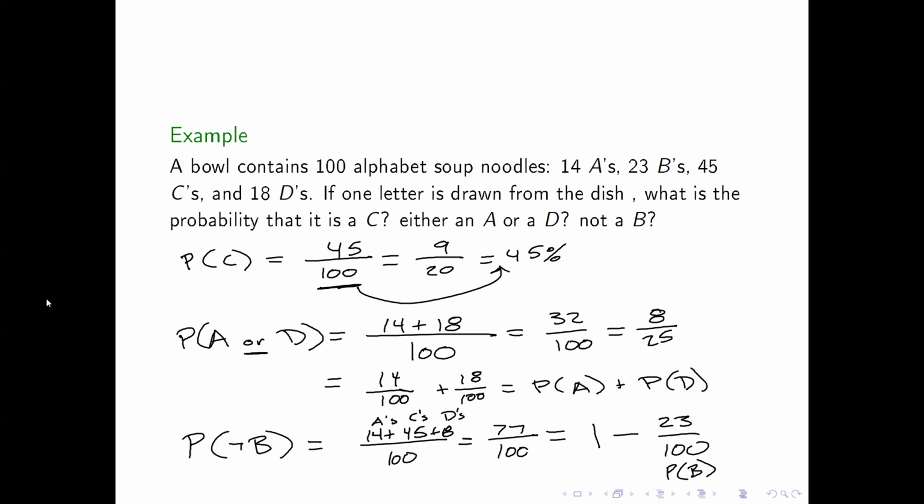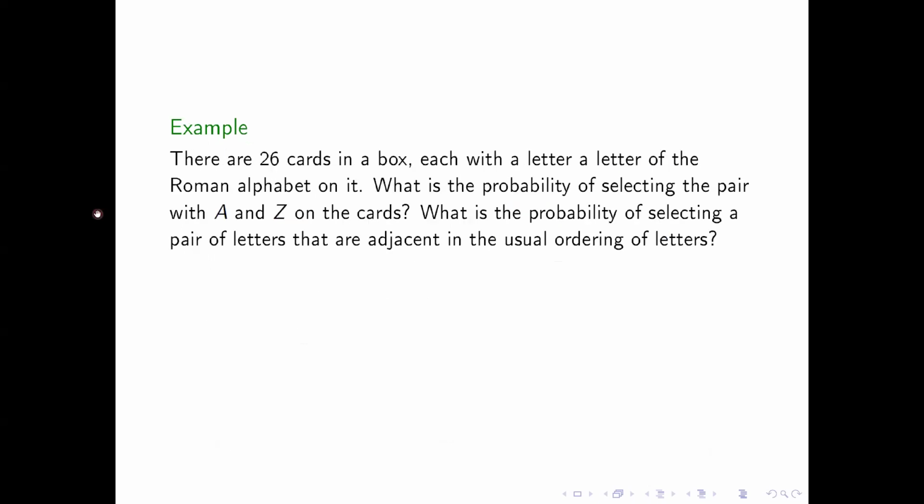All right, let's look at our next one, which we're going to switch from an alphabet soup to an alphabet box. So I have 26 cards in my box. Each has a letter of the Roman alphabet on it. I apologize, I apparently mistyped it and have a letter twice. What's the probability of selecting a pair, so I'm going to pull out two cards, one with an A and one with a Z?